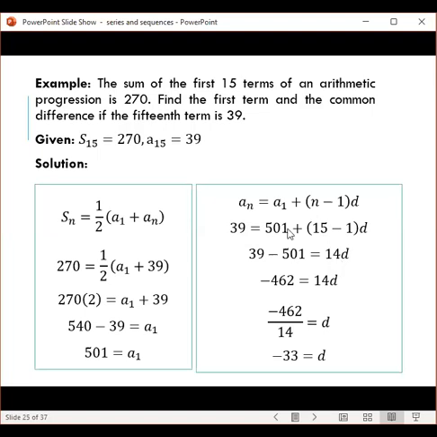So we need to isolate d, so we add negative 501 to both sides of the equation. You get 39 minus 501 is equal to 14d. You subtract this, we get negative 462. This is equal to 14d. And then dividing both sides by 14, we can cancel out 14 here. So what is left is d. So negative 462 divided by 14, you get negative 33 as the common difference.